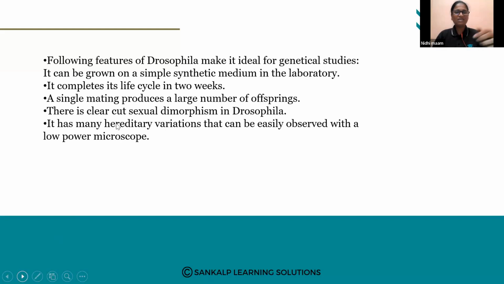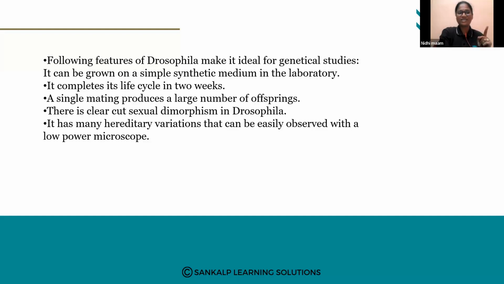When you write these points, it will be nice, right? It will be nice. The representation changes. So the first here, it can be easily grown on simple synthetic medium. As Deepak said it, it is right. It completes its life cycle within 2 weeks. That is 15 days, as Sita answered it, Ayyamma answered it, and even Deepak. A single mating produces large number of offsprings. There is clear-cut sexual dimorphism.